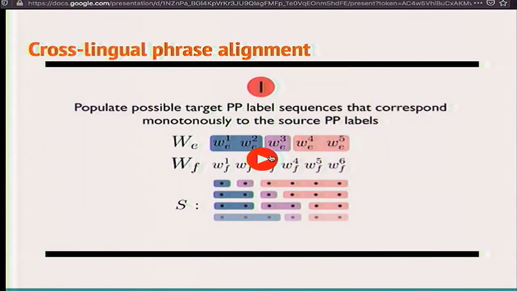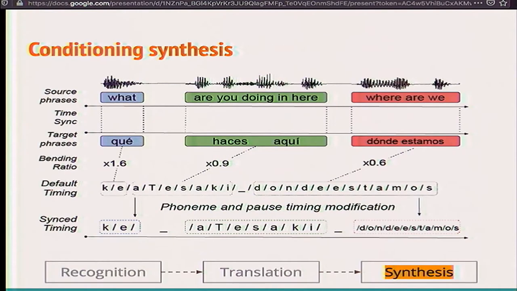So now we are closing in on the last step. We know our time constraints. We know which words to align with which words. Now it's time to synthesize. The method we follow for that is what we call synthesis bending, which is pretty simple. We either stretch the phoneme timings or shrink them in order to fit the timings that are conditioned by the source sentence.